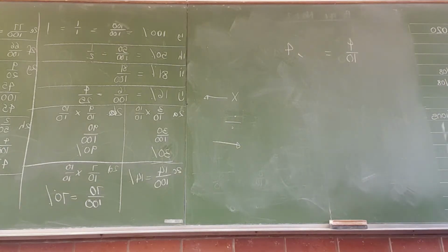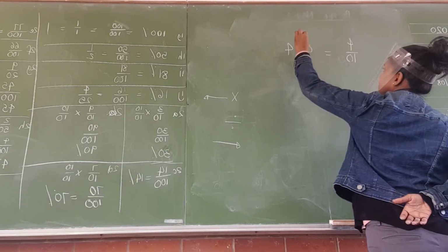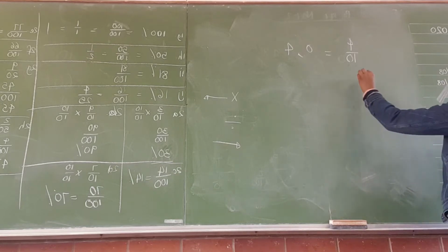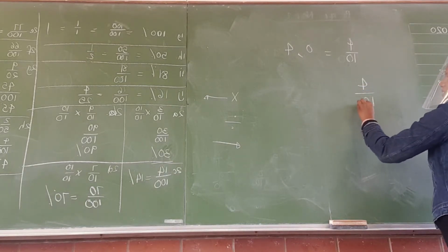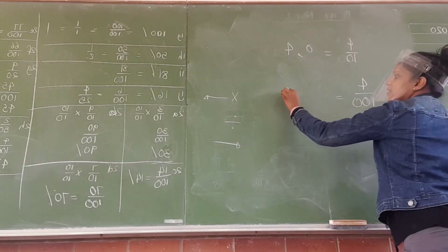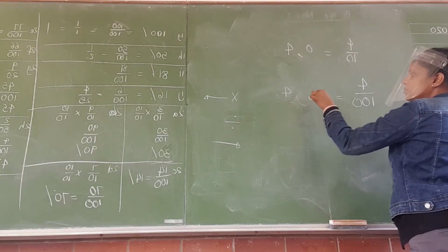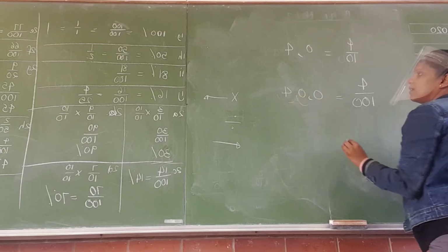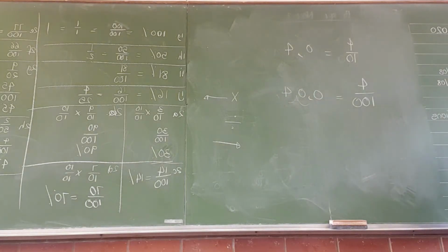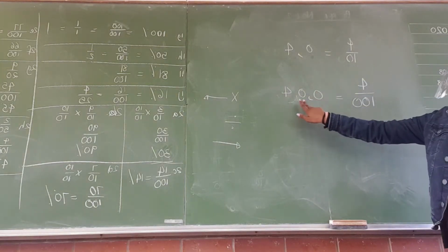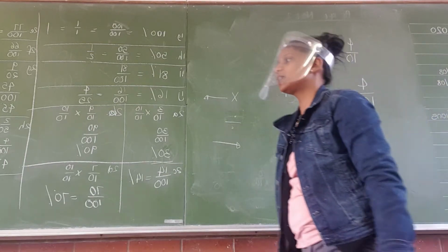And then I get 0, comma 4. But if it was 4 over 100, I get 4. I start here, I move 2 spaces, 1, 2. Can you see the difference? Okay, now we can go to our textbook.